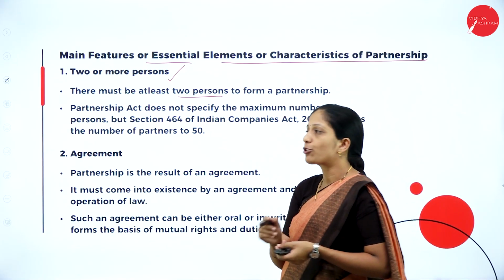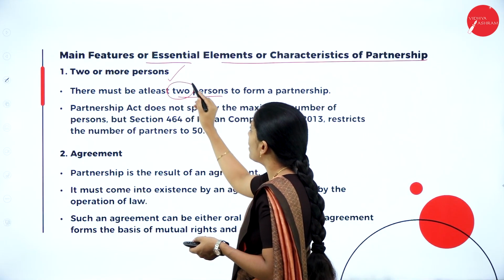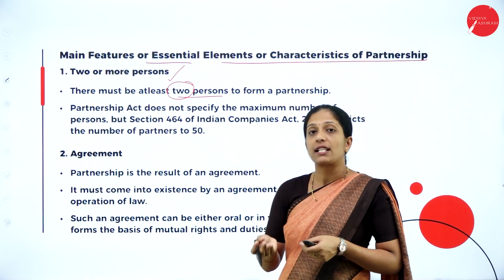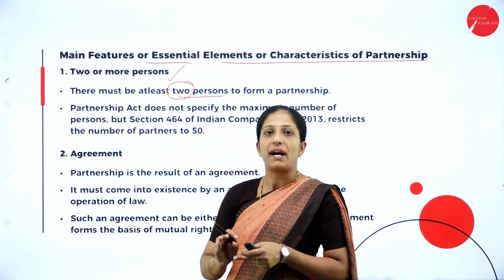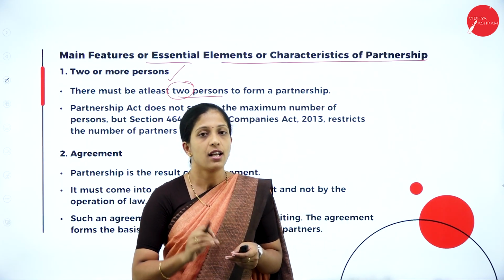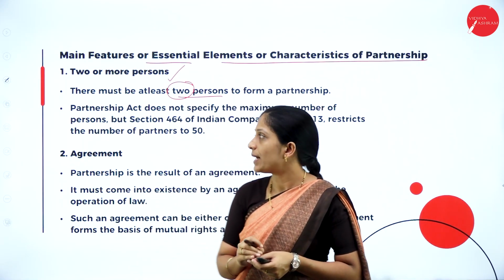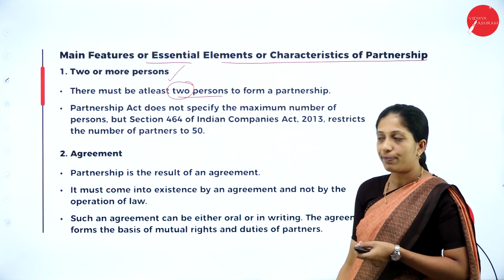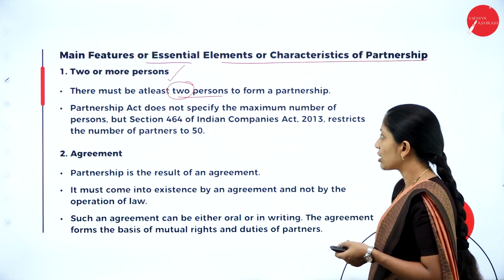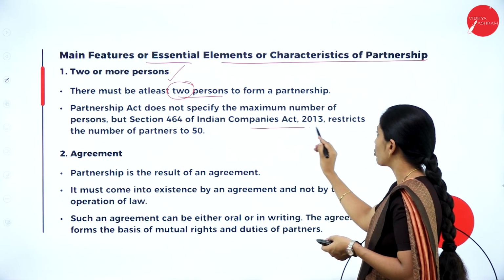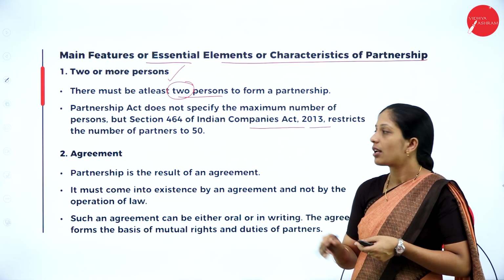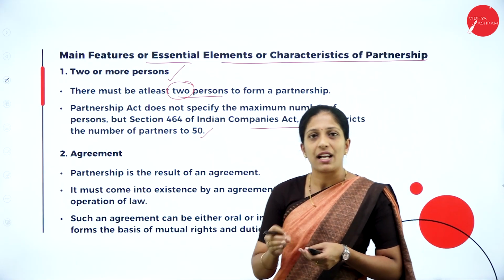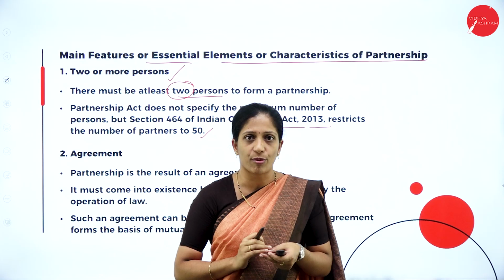How many members should be there? At least two persons should be there to form a partnership firm. If it is a single person, then it is not a partnership, it is a sole trading concern. So the minimum is two persons. The Partnership Act does not specify the maximum number of persons, but Section 464 of the Indian Companies Act 2013 restricts the number of partners to 50. But there is no specific mention in the Partnership Act of a maximum number of partners.